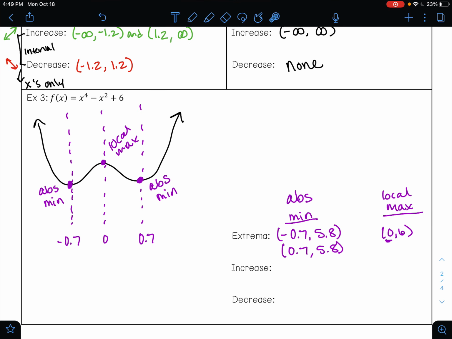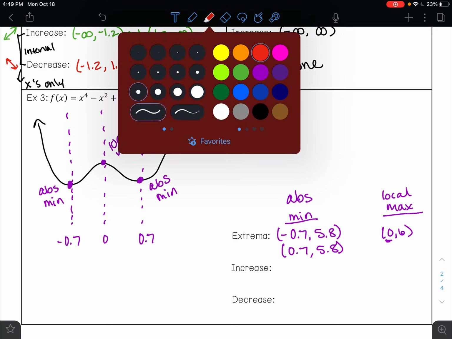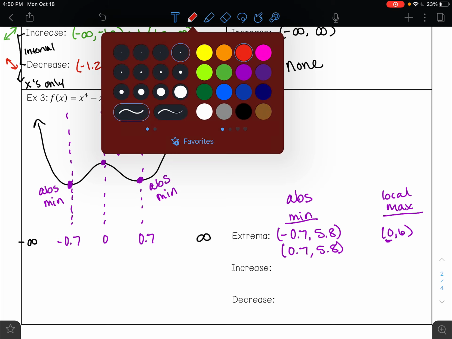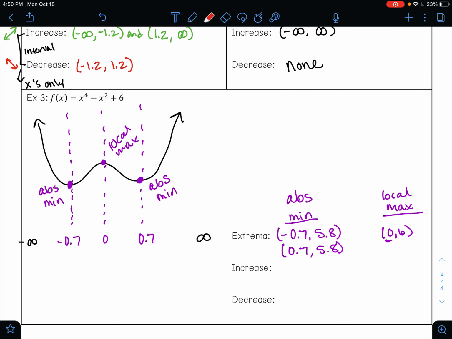So now we want to find our intervals of increase and decrease. So if I look at my graph from left to right, my furthest point all the way over to the left, if it keeps going to the left forever, that's going to negative infinity. And if I keep going to the right forever, that's going to positive infinity. So from left to right, I'm going down. So I'm going down to get to that first absolute minimum. That's an interval of decrease. So I'm decreasing from negative infinity to negative 0.7.